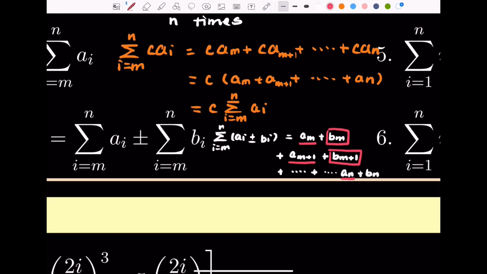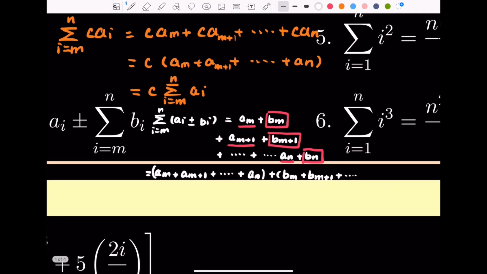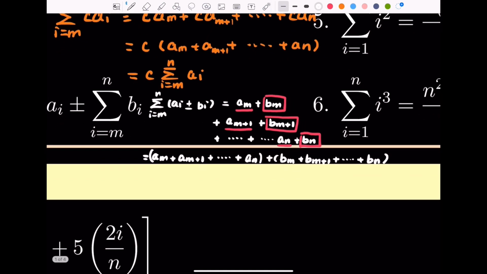So let me rewrite this. That's going to be am plus am plus 1 and all the way till an. So that's the first part. We can put in brackets. Plus, and then let's add all the b's together. bm plus bm plus 1 and all the way till bn. And you can see that this part is exactly two summations. So sigma when i equals m till n ai plus sigma when i equals m till n bi.